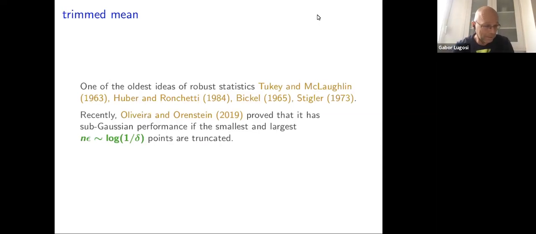There are some references here, but it was only proved very recently, and this hasn't been published. I'm going to show you the proof, but it's Roberto Oliveira who showed me this result. They never actually wrote it up.